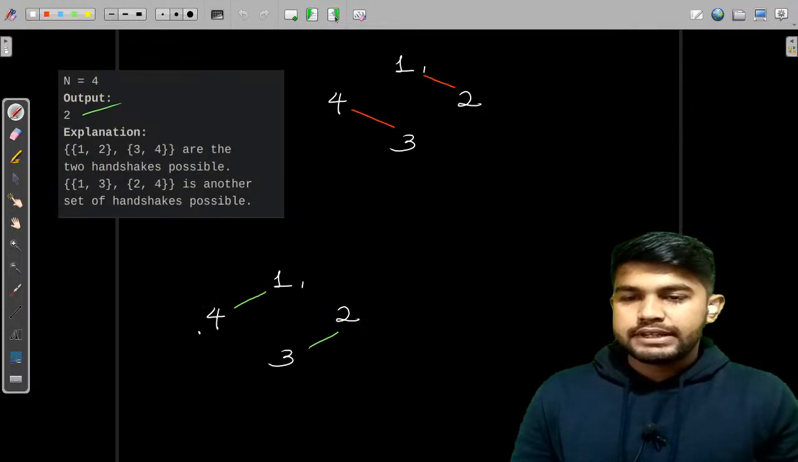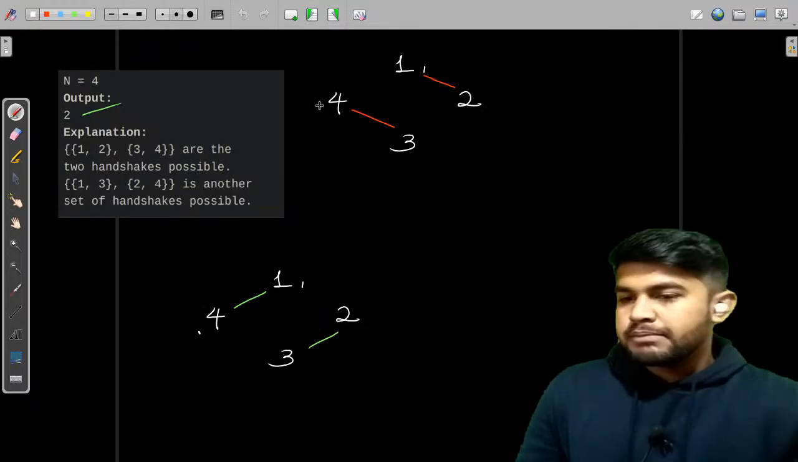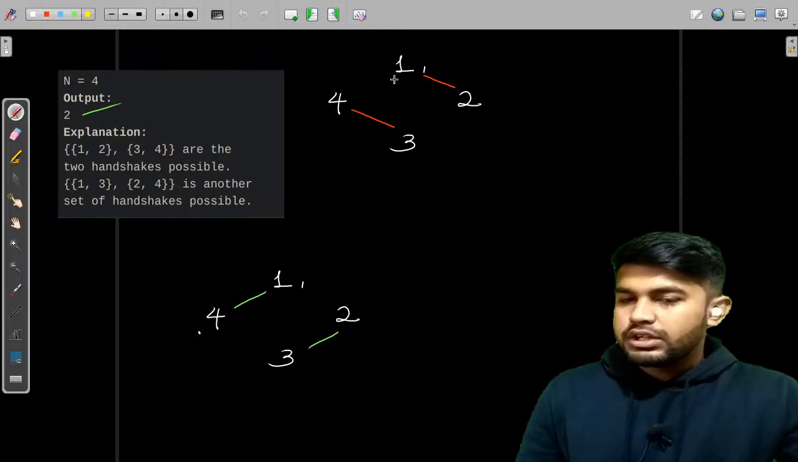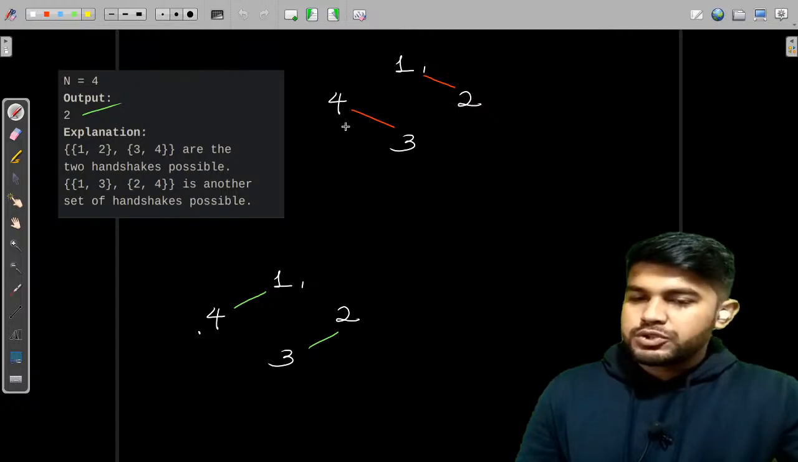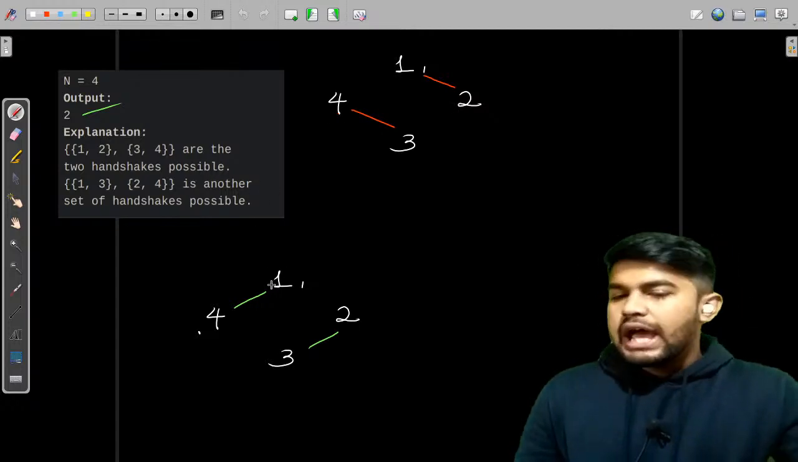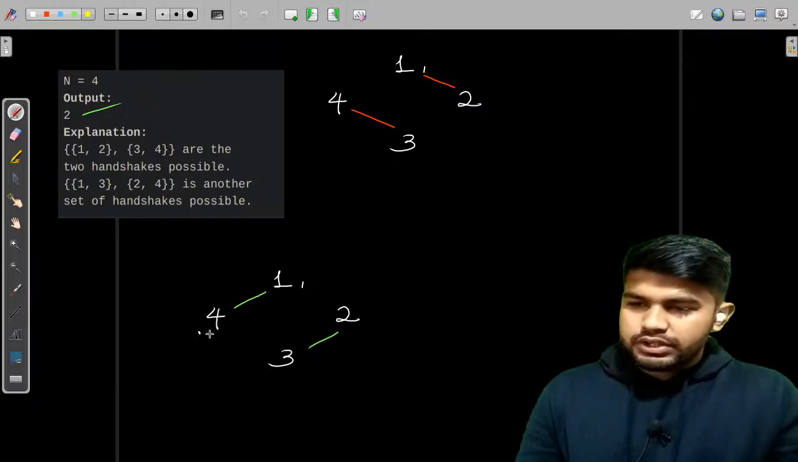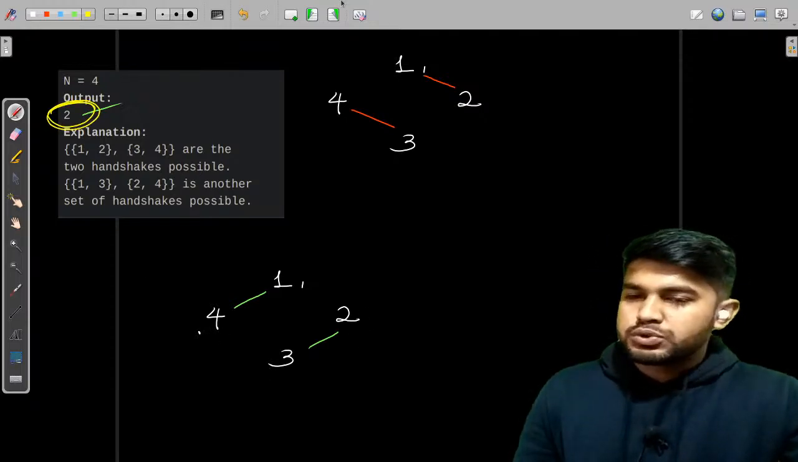Brief explanation. Suppose the number of people is 4. So we can have this 1, 2, 3 and 4. So 1 will shake hands with 2 and 3 would shake hands with 4. And in the same way, the other way is that 1 will shake hands with 4, and 2 will shake hands with 3. This is why the answer to this is 2 itself.